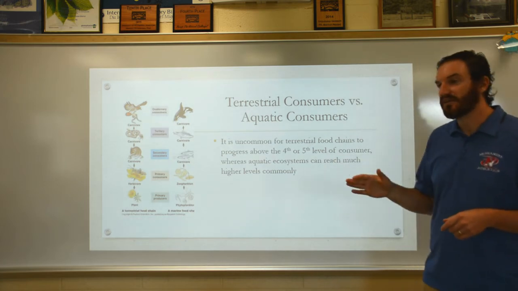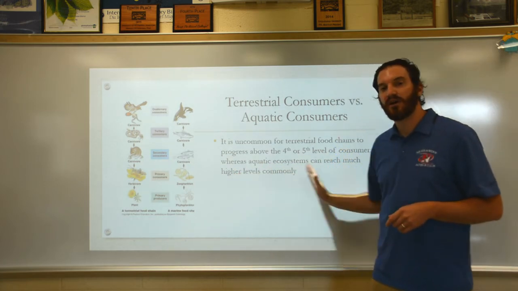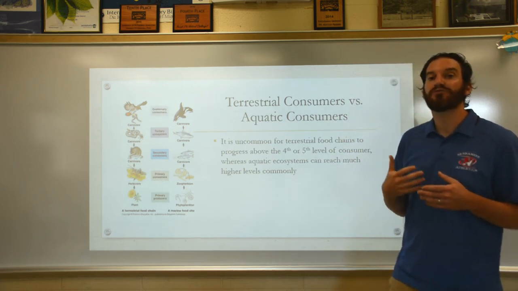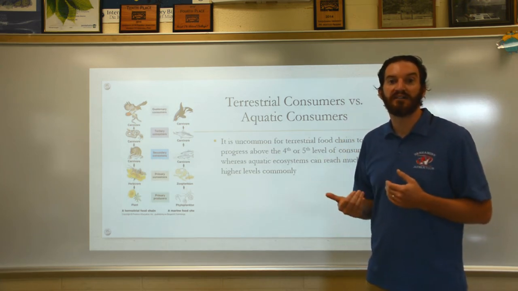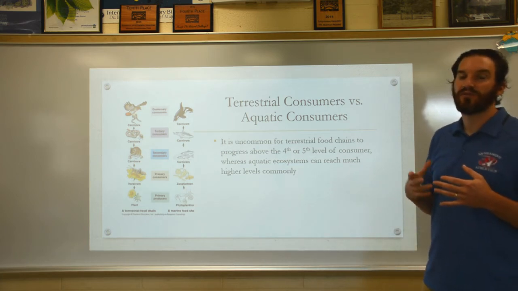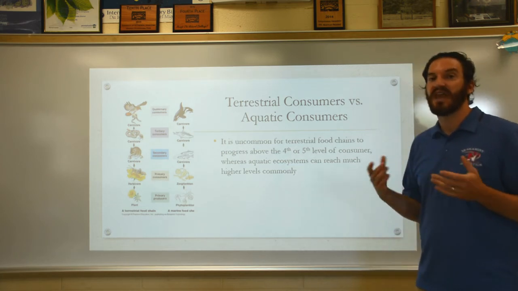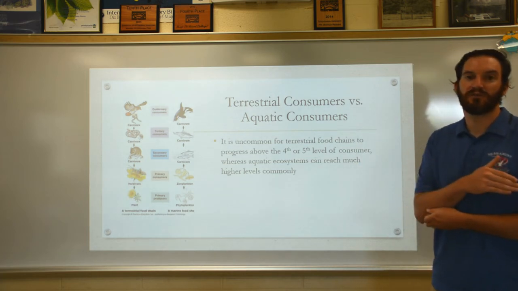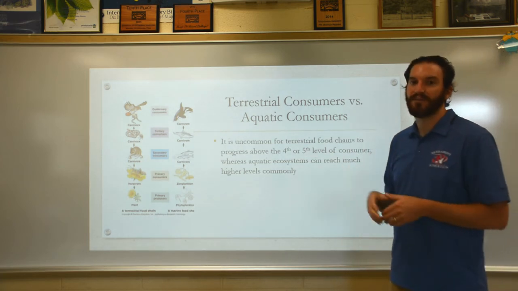I will tell you this. When we talk about the number of levels of consumers in a terrestrial ecosystem, it's very, very rare to go above 4 or 5 on the trophic level scale. Right? In the oceans, it's far more common to see things up to like the 8th, 9th, or even 10th level, just because there's a lot of organisms that have specialized and they work their way up the food chains very, very rapidly.